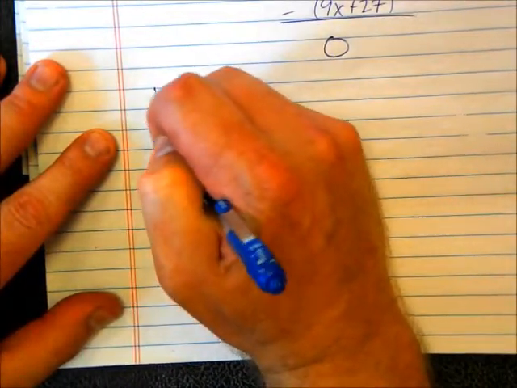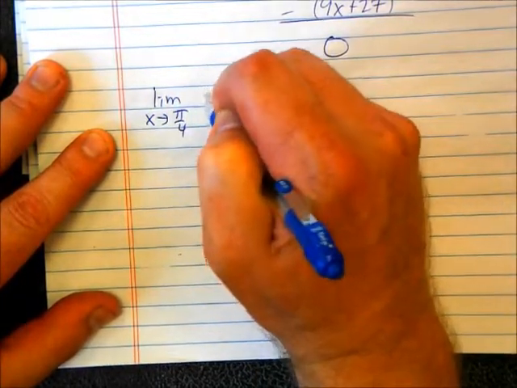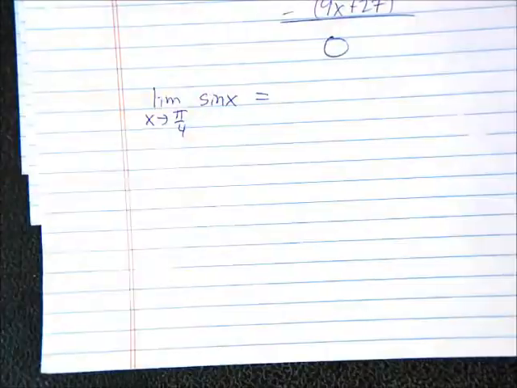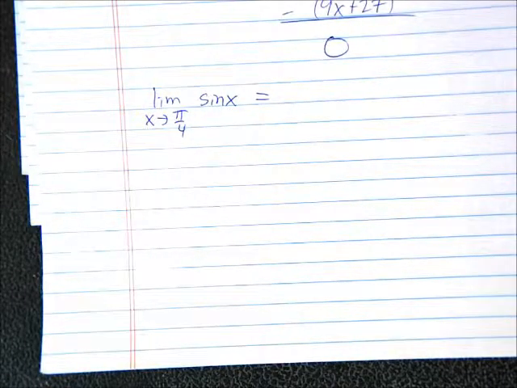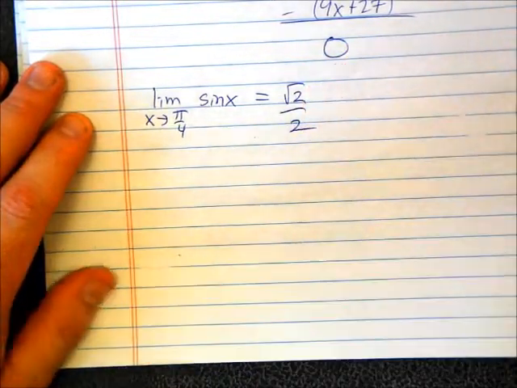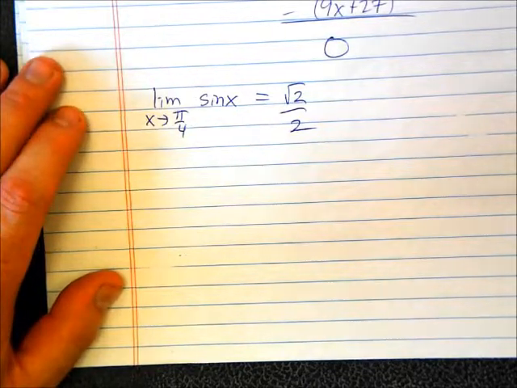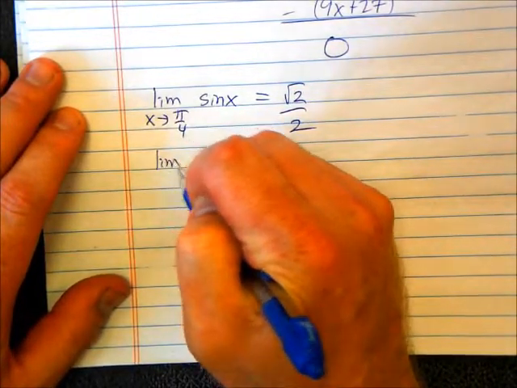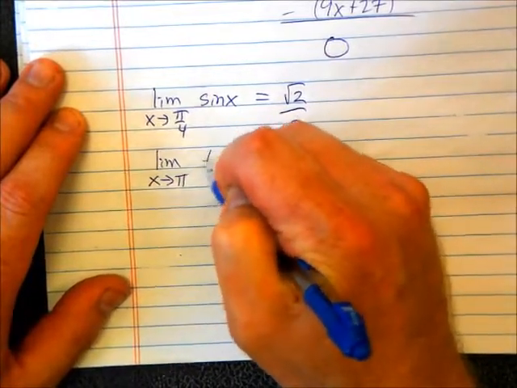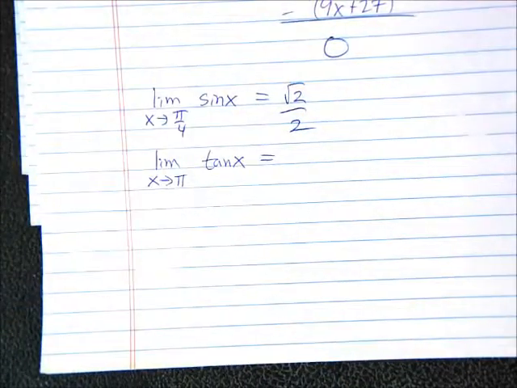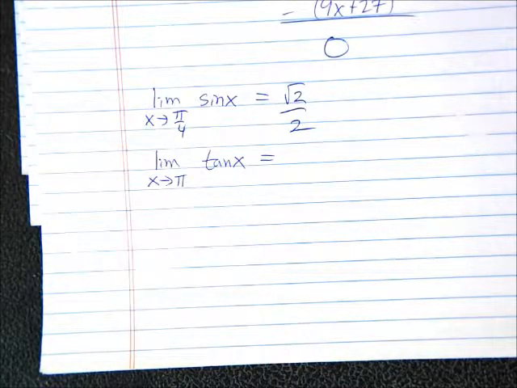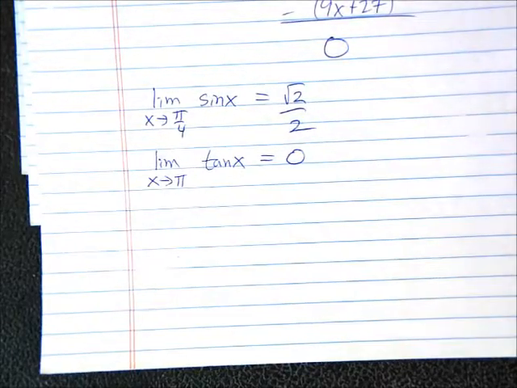We'll get to those. So basically, this theorem says, if I ask you for the limit as x goes to pi over 4 of sine x, you're going to tell me the answer is sine of pi over 4, which happens to be root 2 over 2. That's correct. And I ask you for the limit as x goes to pi of tangent x. You're going to tell me 0.